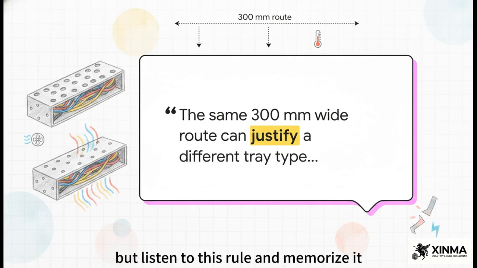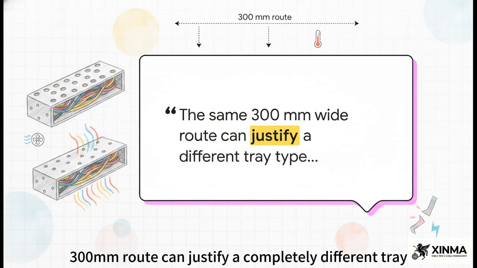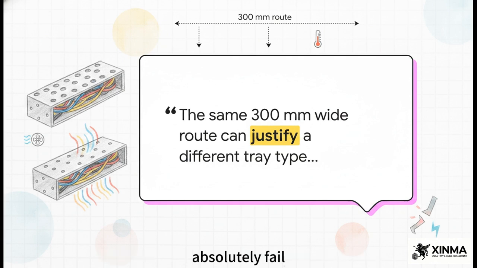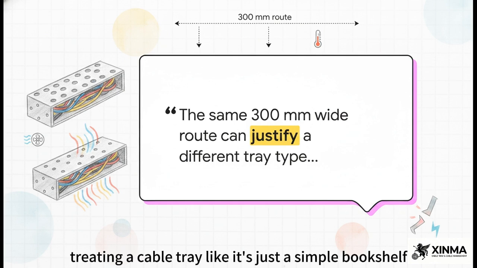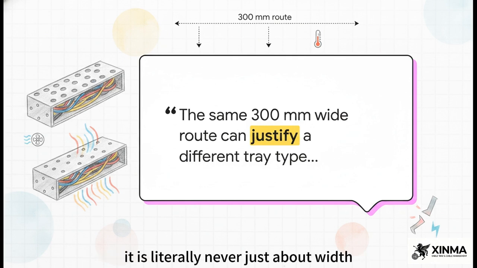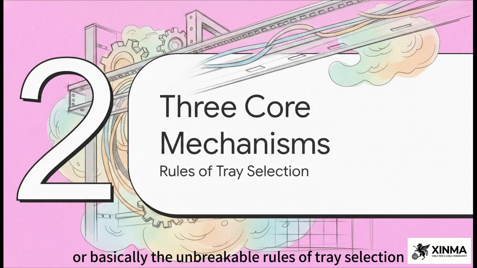But listen to this rule and memorize it. The same 300mm route can justify a completely different tray. Ignore this, and your span and ampacity will absolutely fail. Treating a cable tray like it's just a simple bookshelf, that is exactly how you invite systemic failure. Guys, it is literally never just about width. Which brings us to Section 2, three core engineering mechanisms, or basically the unbreakable rules of tray selection.